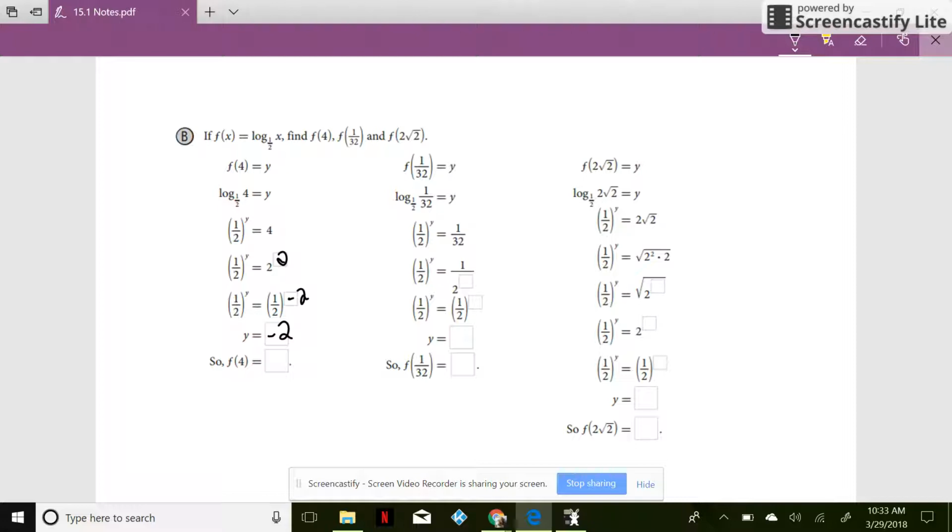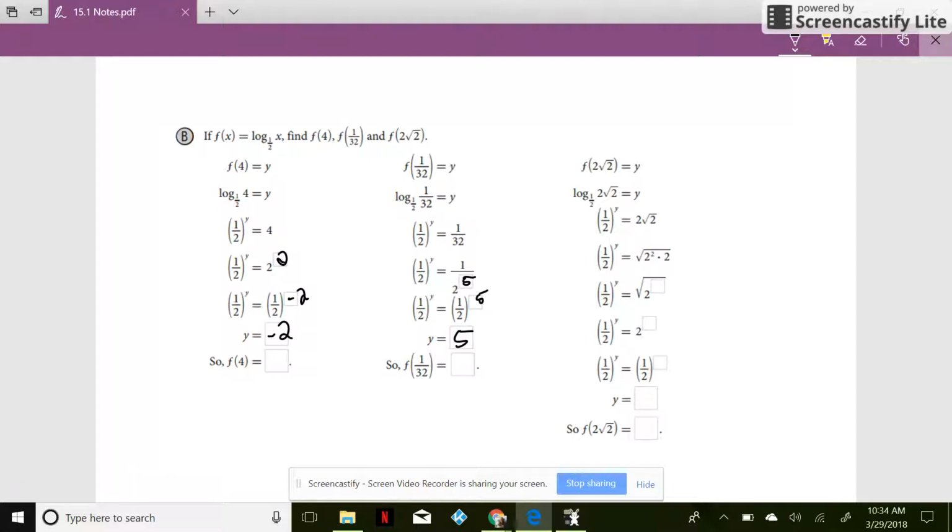Next one, we've got log base 1/2 of 1/32 is equal to y. Circle the wagon, 1/2 to the y is equal to 1/32. 32 is the same thing as 2 to the 5th. So 1/32 is the same thing as 1/2 to the 5th, which means that y this time is 5.